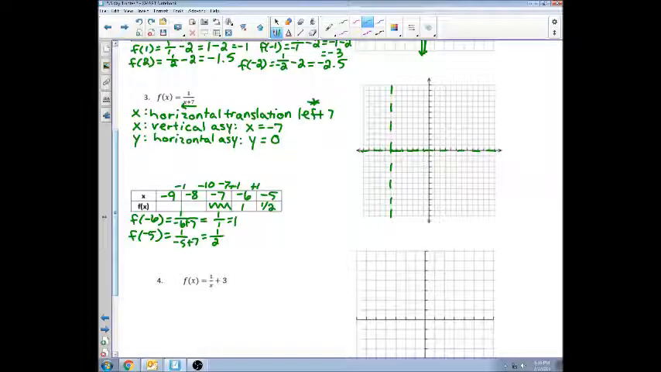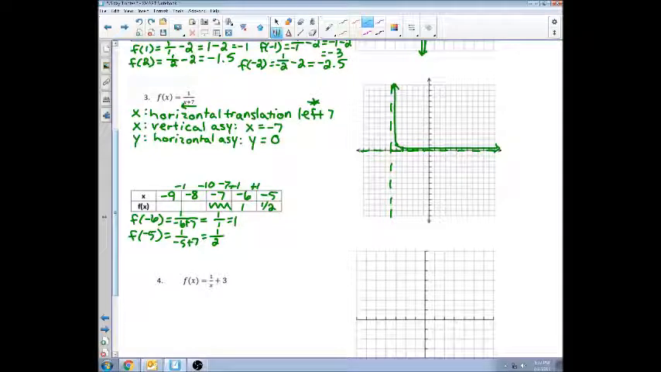So I go to 1, 2, 3, 4, 5, 6, up 1. Go to 5 and 1 half. Go ahead and plot my points and graph. Okay.